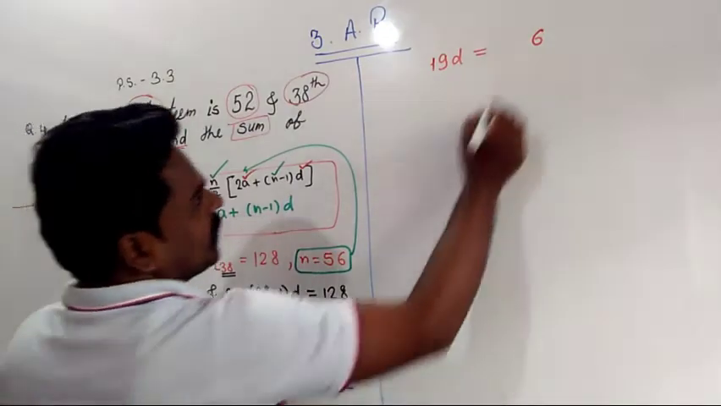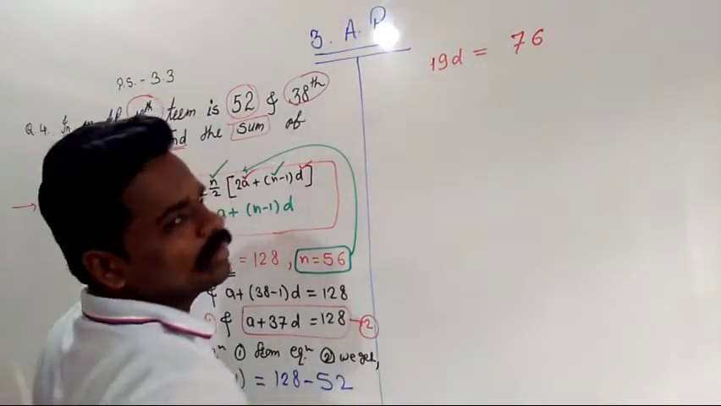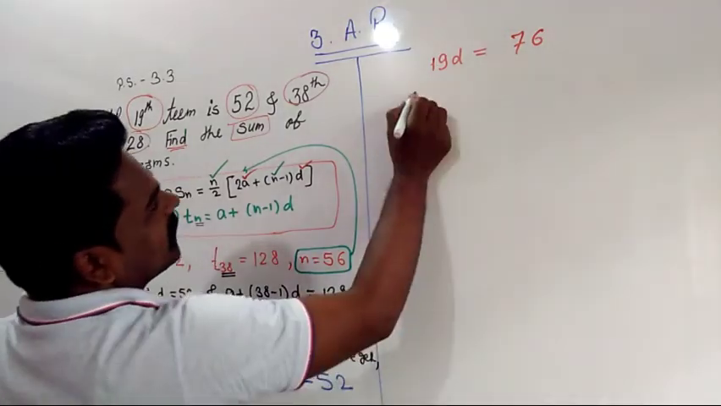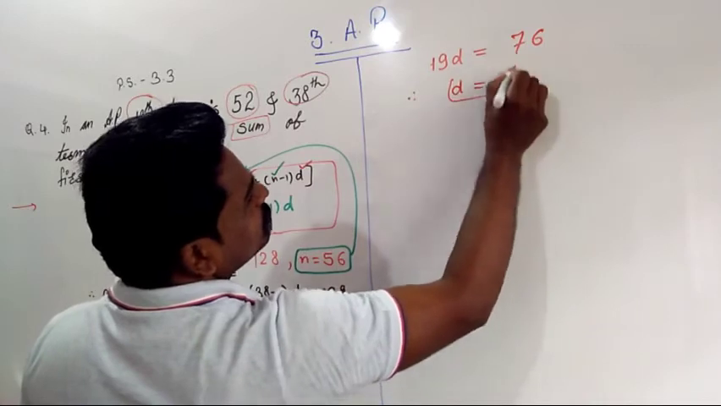Okay, no problem. 5 plus 7, 12. And 1 minus 1, 0. No problem. 19D is equal to 76. Therefore, we'll get here D is equal to 4 only.